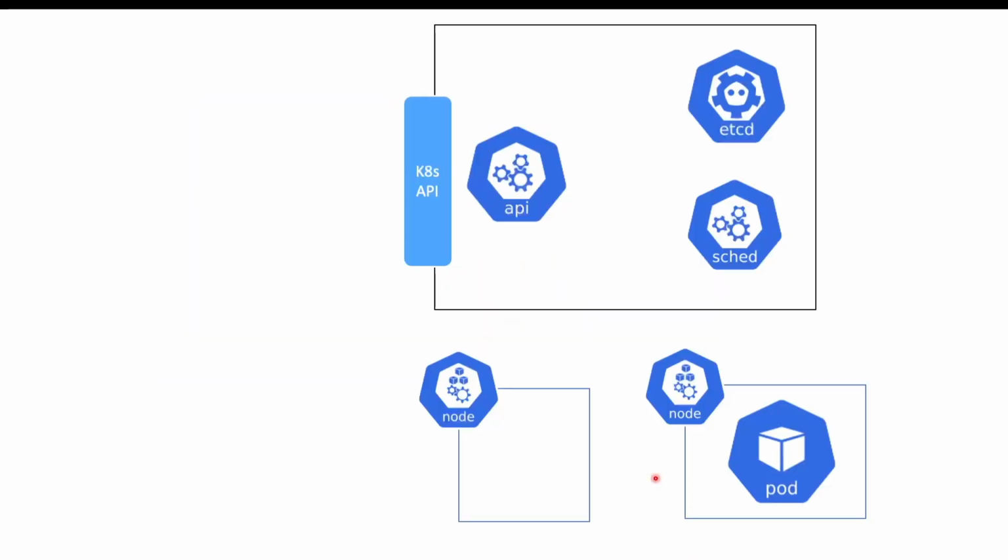Let's try to understand as we have defined. The upper box that you can see on the top is basically the control plane, and the nodes you can see at the bottom are the worker nodes.